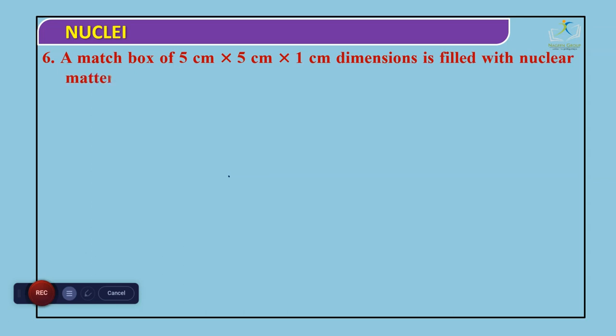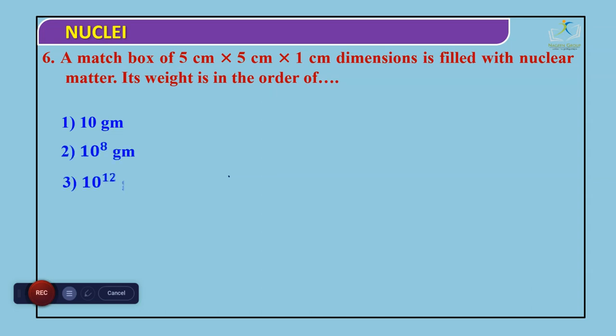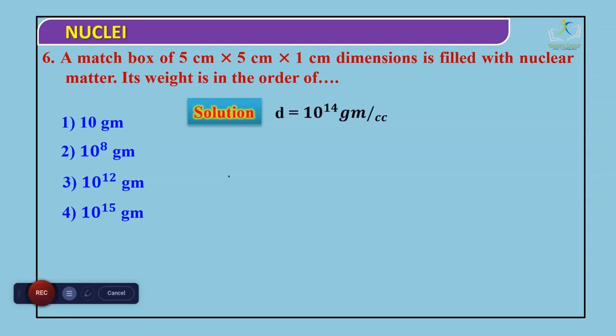Next question, we have a matchbox of dimensions 5 centimeter into 5 centimeter into 1 centimeter filled with nuclear matter. Its weight is in the order of 10 gram, 10 to the power 8 gram, 10 to the power 12 gram, and 10 to the power 15 gram. So we have these options. Let's move with the solution part, students. D is given as 10 to the power 14 gram per centimeter cube. V is given as 5 into 5 into 1, which is 25 centimeter cube.